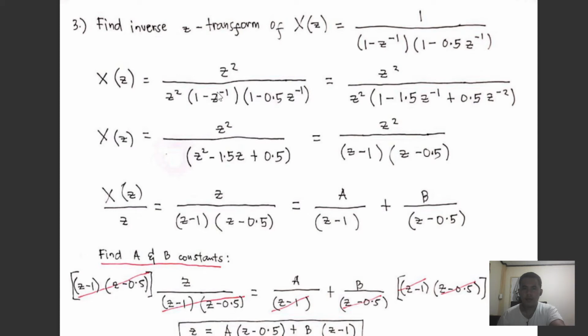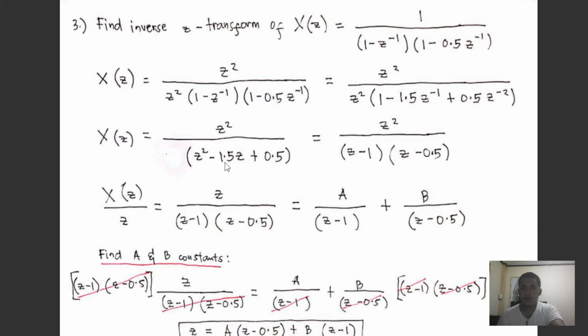The next step is to combine these quantities in this equation. Combining these quantities, we get 1 minus 1.5 z raised to the power of negative 1 plus 0.5 z raised to the power of negative 2. Then distribute z squared into this quadratic equation. Distributing, we get z squared minus 1.5z plus 0.5.